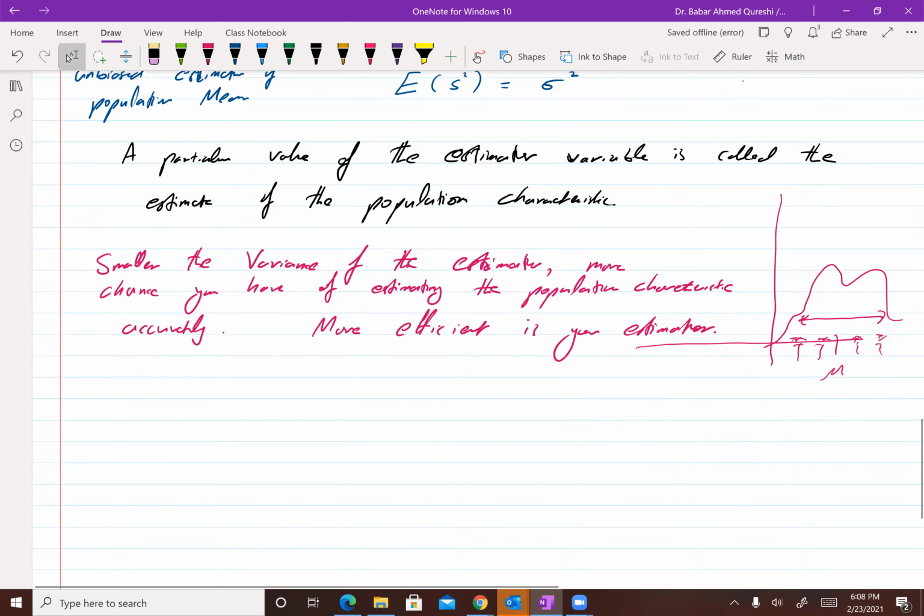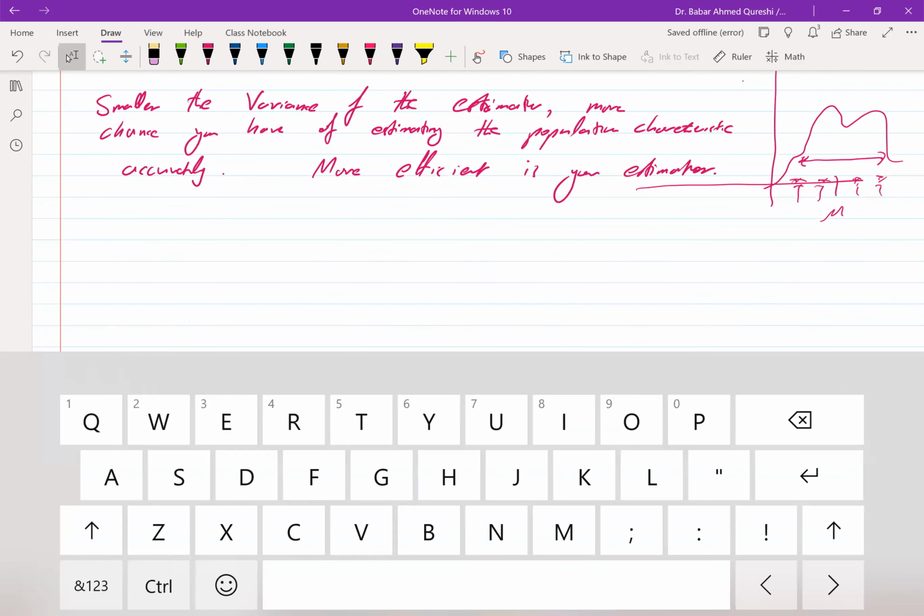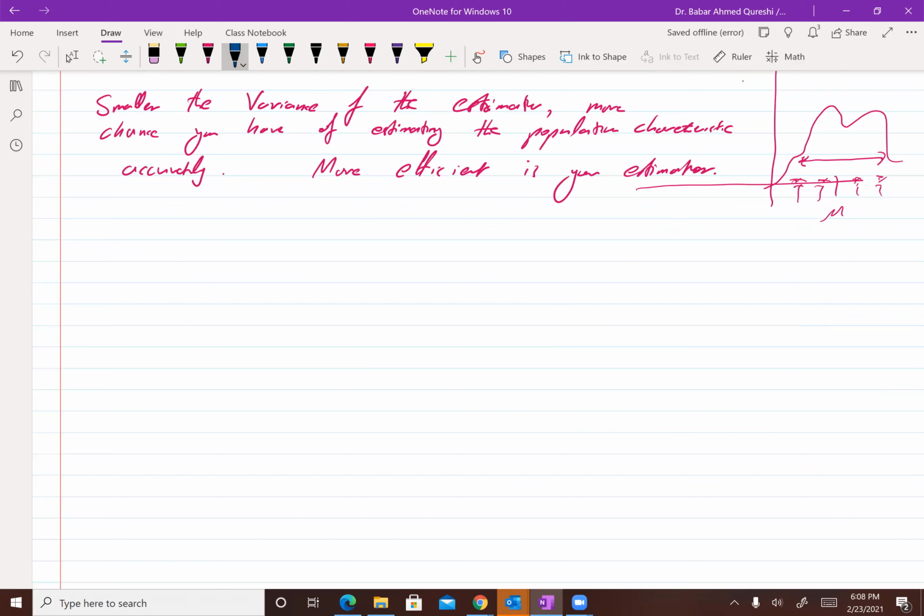Then there are the most efficient estimators. We know that the sample mean is the most efficient estimator of the population mean if the population is normally distributed.